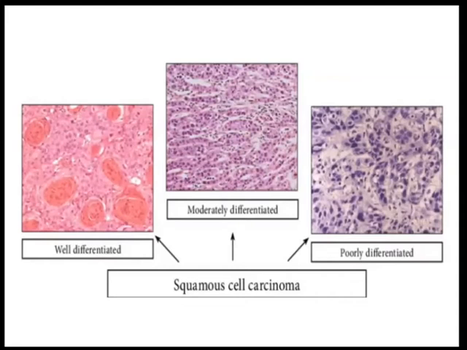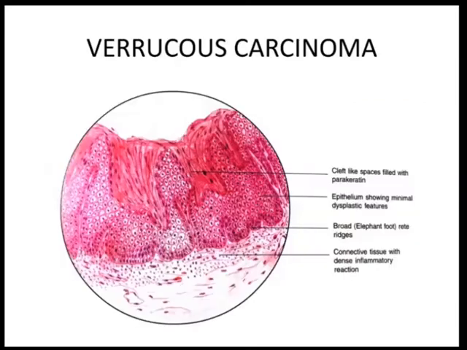So these are the three types, all the pics put together, the histopathological slides. Well differentiated to the left, wherein you can see numerous keratin pearls; then moderately differentiated and poorly differentiated, where you can see highly dysplastic epithelial cells or anaplastic cells.